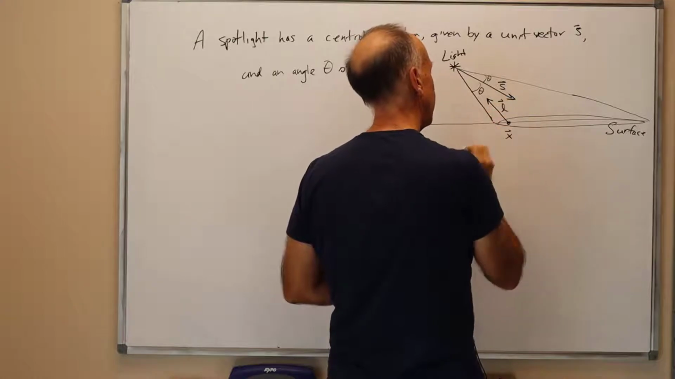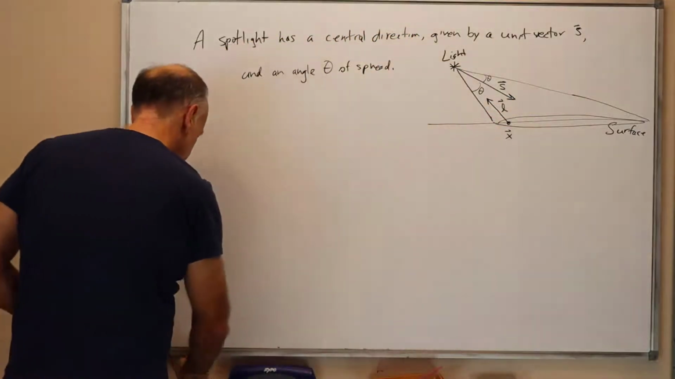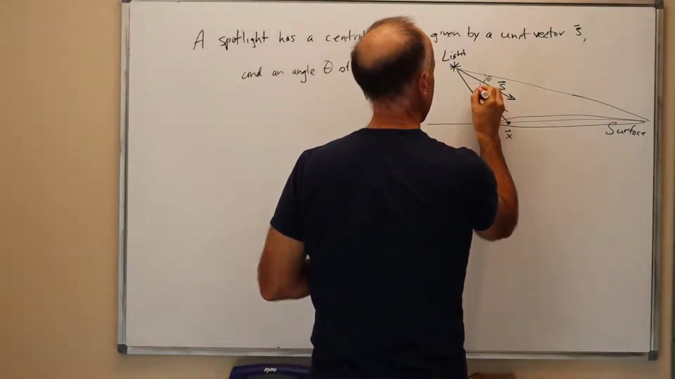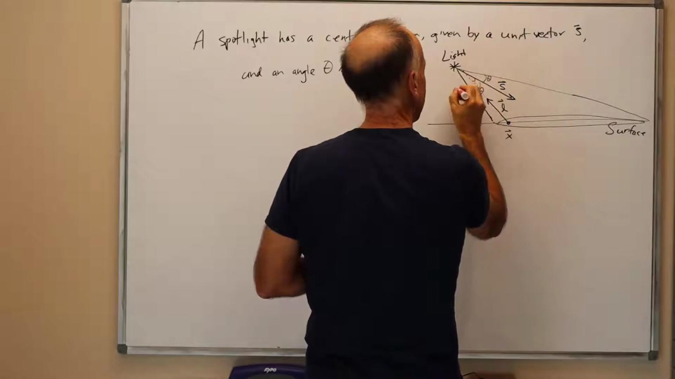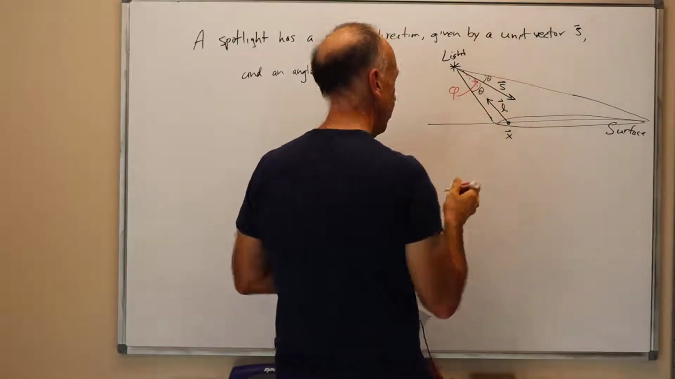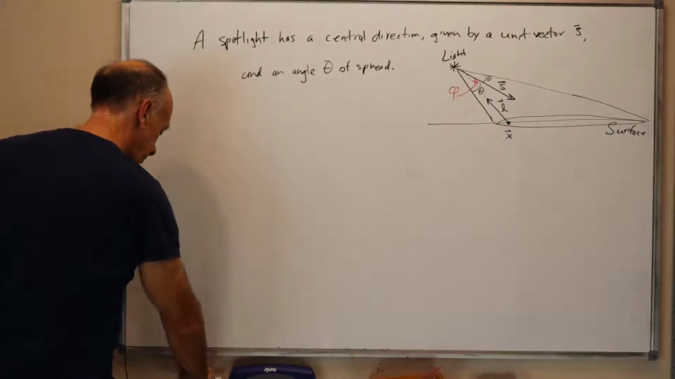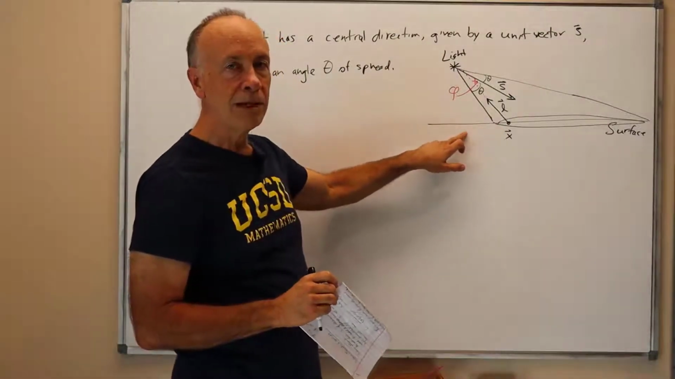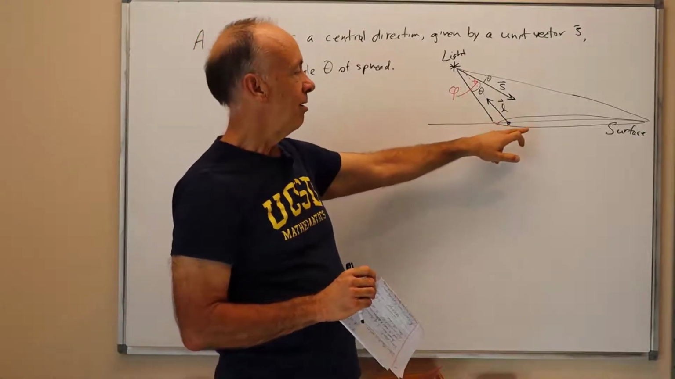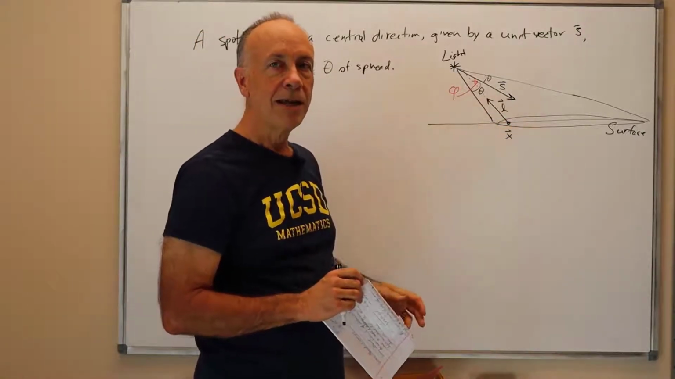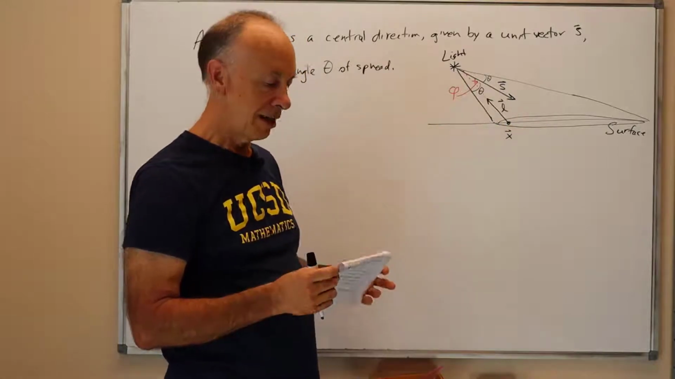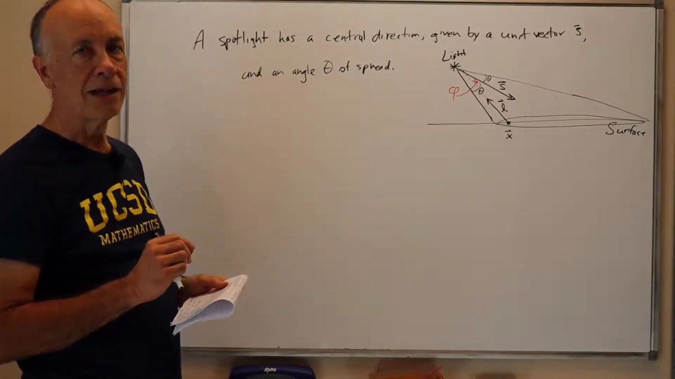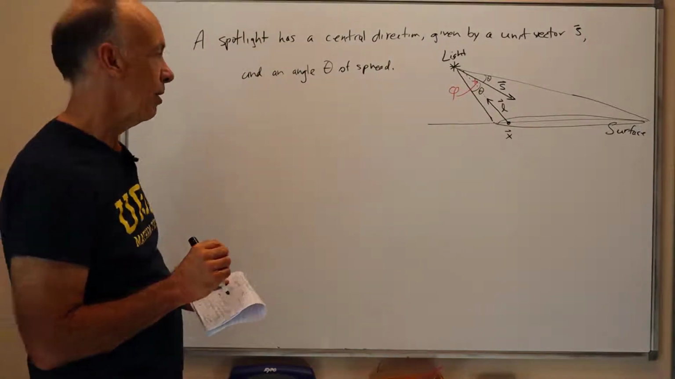X has a unit vector L pointing towards the light. If I extend that unit vector up to the light here, it makes angle phi with the central axis s. And then if X is outside of the cone of light, phi will be bigger than theta. If X is inside the cone of light, phi will be less than theta. And we use these to define a spotlight attenuation factor, which is a multiplicative factor, saying how much light from the spotlight is reaching the point X.